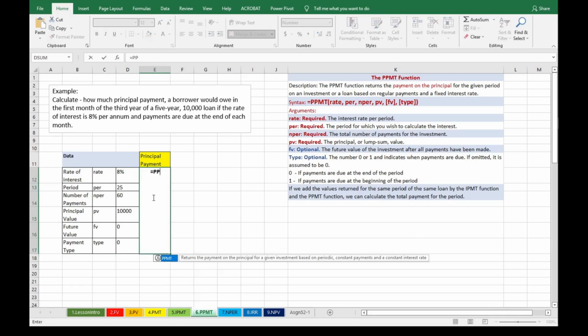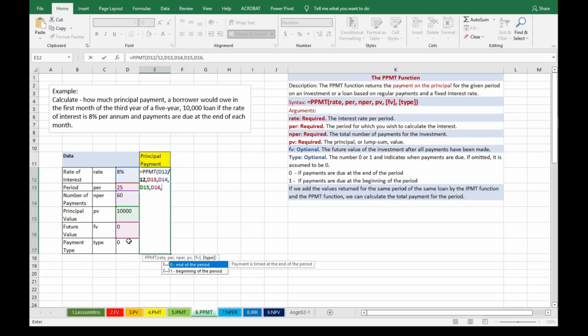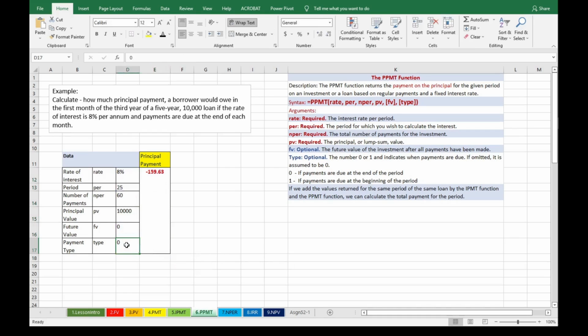So let's calculate how much principal amount we need to pay for this loan: equal to PPMT. Rate is 8% divided by 12. Then PER is 25, NPER is 60, PV is 10,000. FV is 0, we can omit it or put 0, and payment type is 0. So we got the principal payment of 159.63.